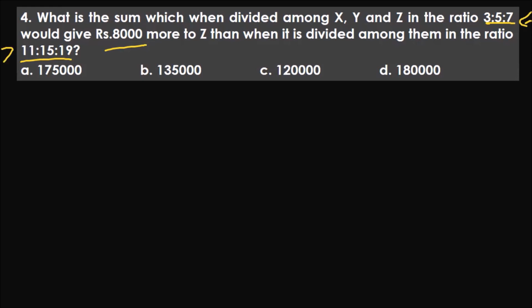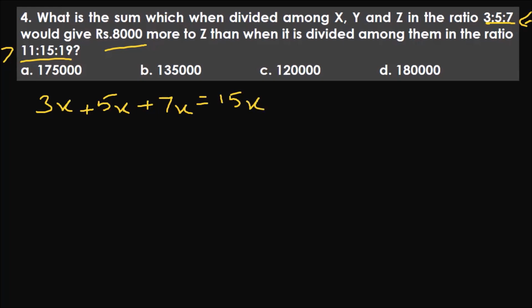Now let's consider the first ratio. We have 3 is to 5 is to 7. Now if we multiply all of them by x, let's assume that the first part is 3x, the second part is 5x, and the third part is 7x. When you add all of them, you get 15x.